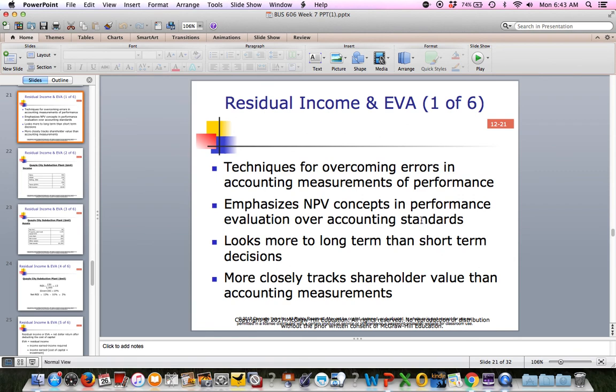This emphasizes NPV concepts and performance evaluation over accounting standards. If you can recall, we talked about NPV quite a while ago, roughly week 3. It looks at long-term and short-term decisions and more closely tracks shareholder value than accounting measurements. Essentially, it's finance people saying we need to value a company, and accounting records help us do that. We'll look at them and use them, but we're going to change it up a little bit to fit the calculations for our needs.